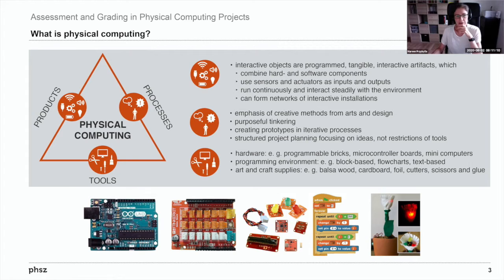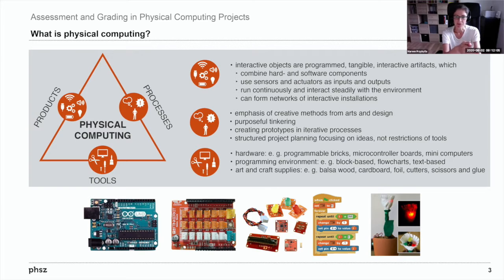Okay, so physical computing. It's a bit hard to explain without you seeing the slides, but physical computing, in my understanding, is a very creative activity. Learners mostly create interactive objects, which are programmed tangible media, interactive artifacts. They have sensors, they have actuators, they combine software and hardware components, and they run continuously, which means, as opposed to, for example, a calculator, you do not just put something in and get a result, but you have an object that runs continuously until it is out of power or disconnected from the Wi-Fi. Such interactive objects can also communicate with each other, so they can form networks of interactive installations.